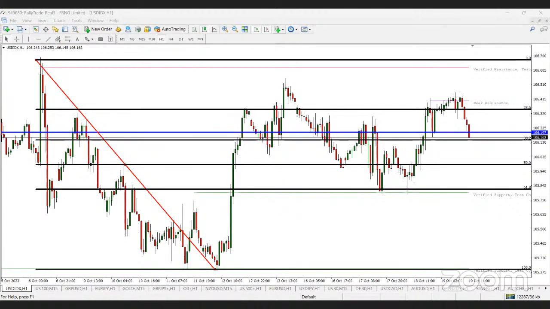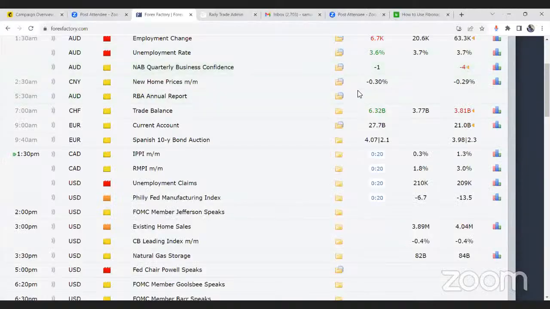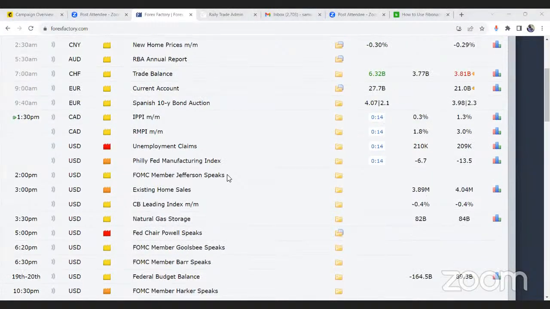Let's check Forex Factory. Okay, so we have 20 seconds for unemployment data. Let's see if it is something that we can take advantage of. If not, continue the class. There will be a lot of opportunities when the US session opens.